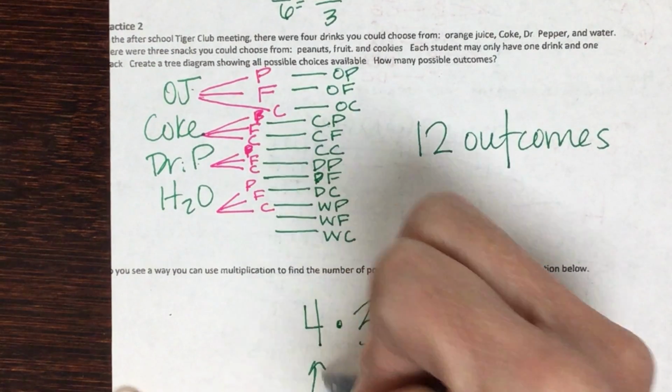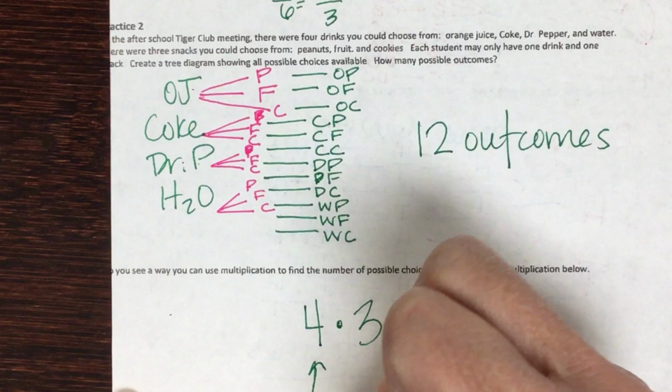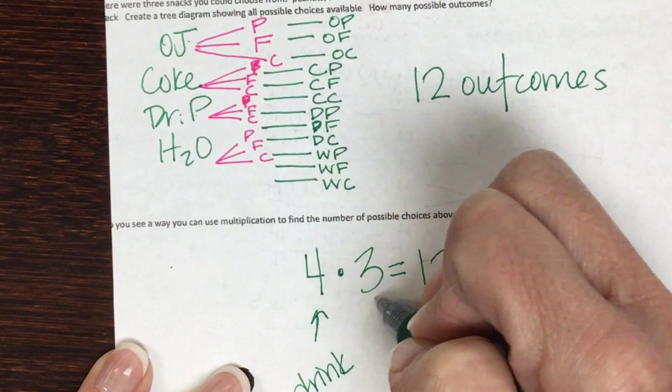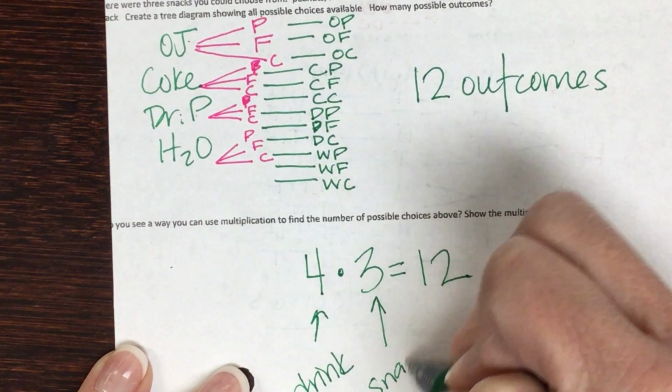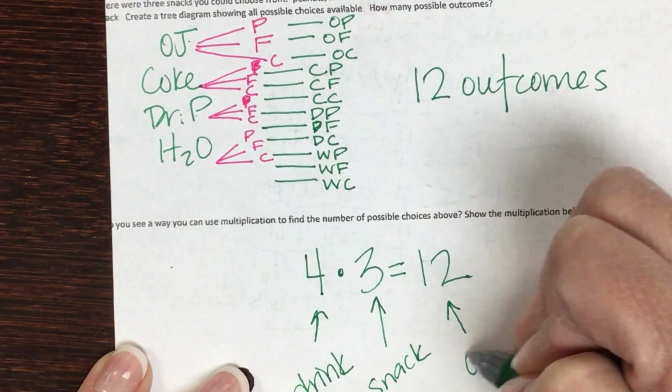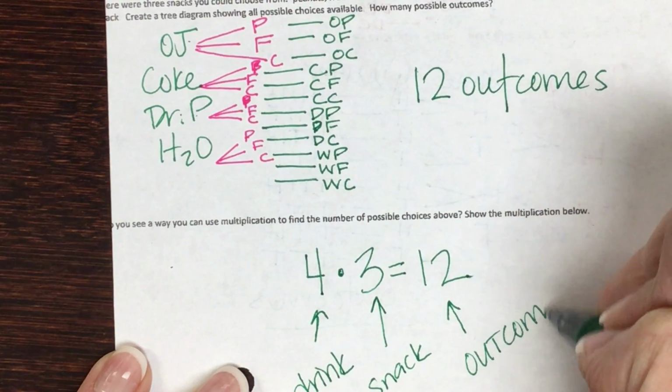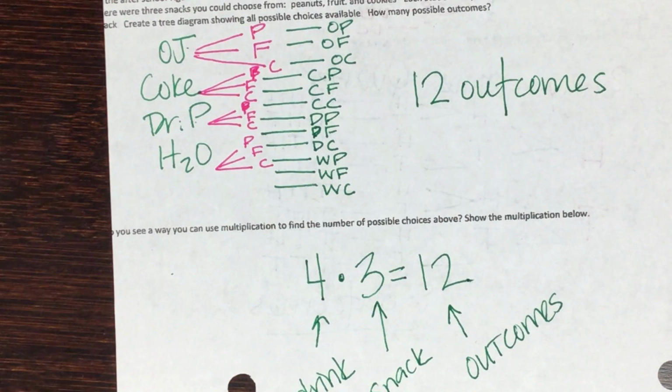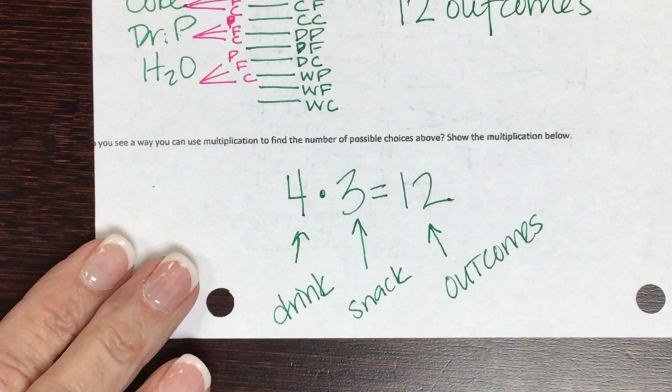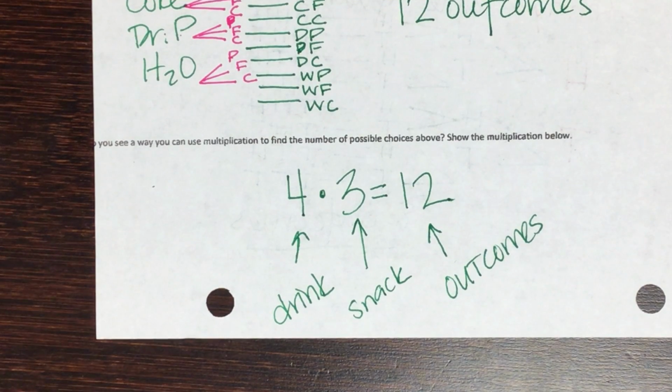So this is drink, snack, outcomes. Okay? Drink, snack, and outcomes. We just multiply the number of drinks by the number of snacks gives us the number of possible outcomes.